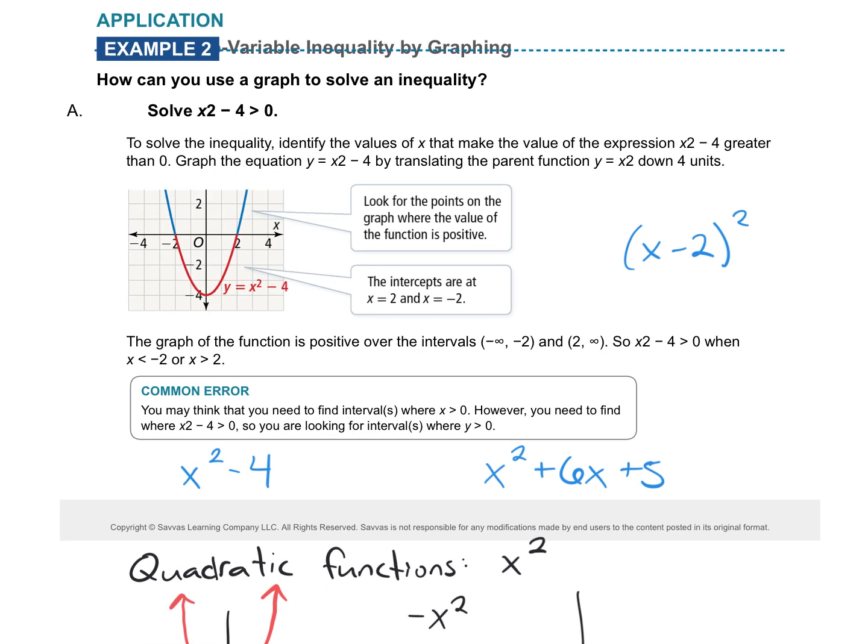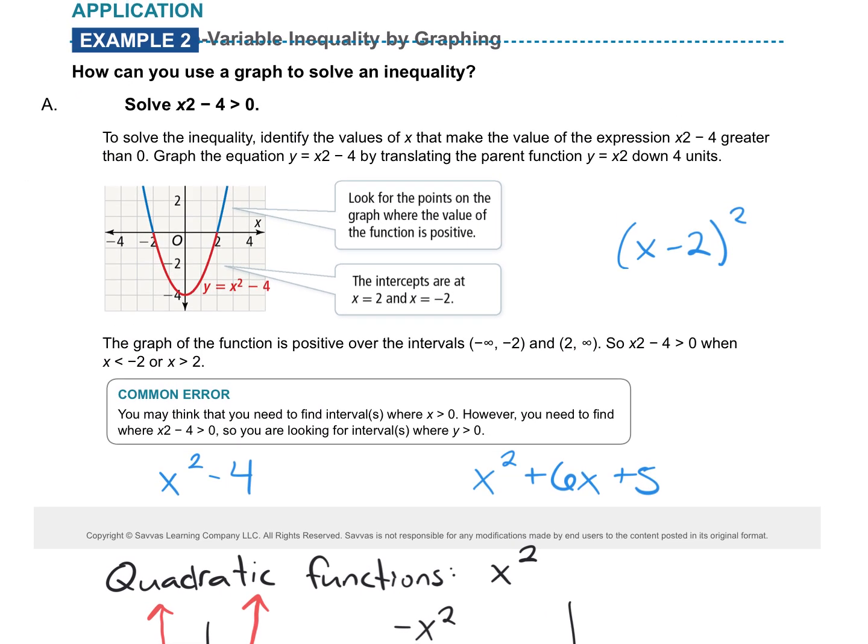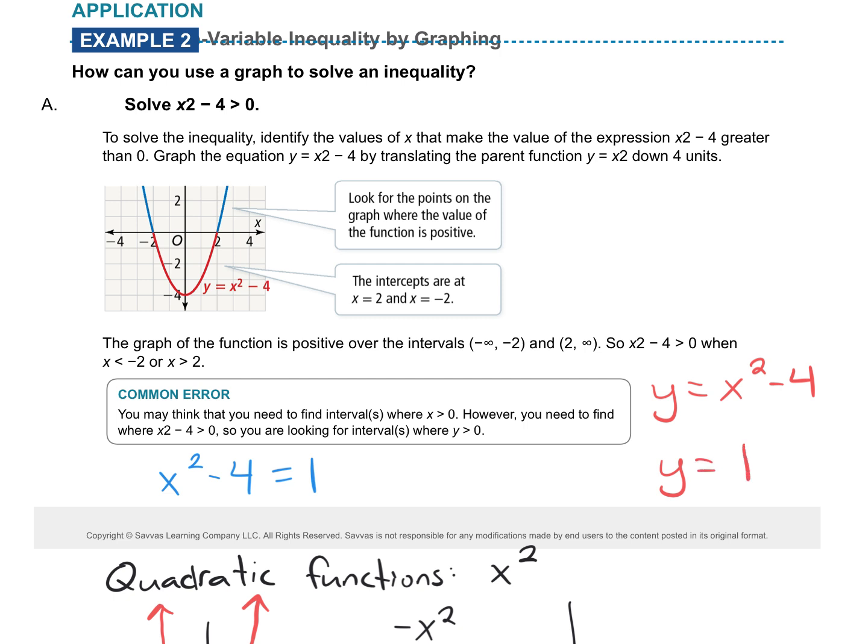Let's look at this example that they have right here, though. I'm going to change it a little bit. This is not in your notes. 5x squared minus 4 equals 1. Again, I want to write two different equations. What's my first equation? Y equals x squared minus 4. And then what's my right side? Y equals 1.